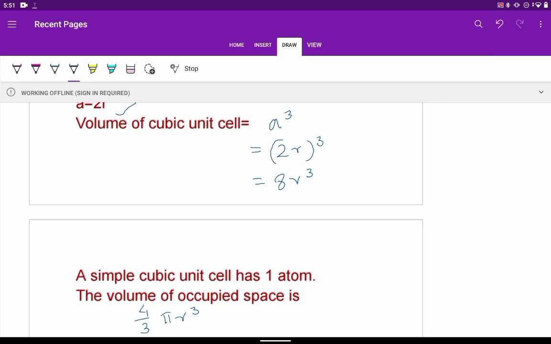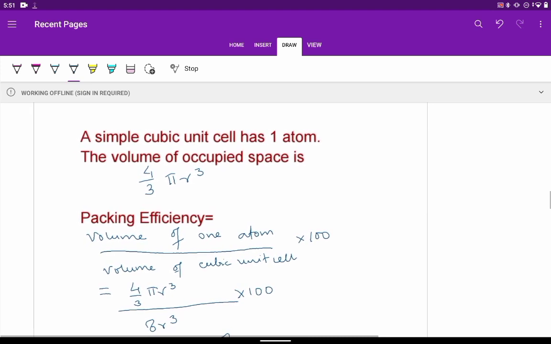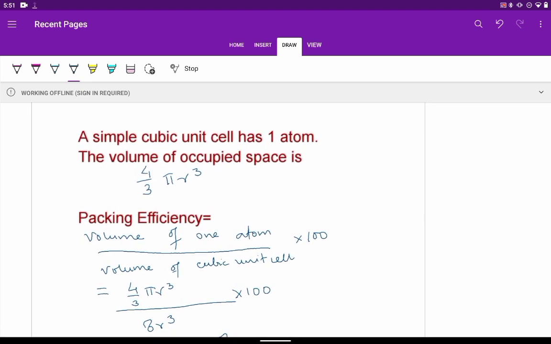We know that a simple cubic unit cell has one atom, that we have seen in the previous video. Few videos back I have discussed it. Now the volume of occupied space is 4 by 3 pi r cube. So packing efficiency will be volume of one atom divided by volume of cubic unit cell. Volume of one atom, because here only one atom, divided by volume of cubic unit cell. For one atom it is 4 by 3 pi r cube.